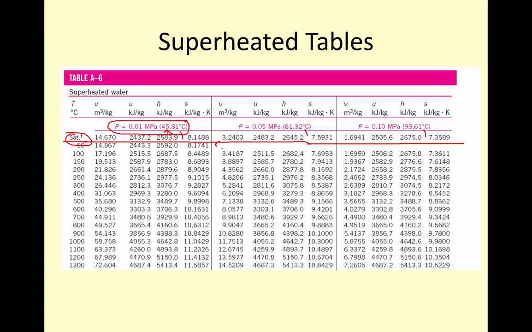Okay, and you notice that there's this gap here because at a temperature of 50 Celsius, we do not have a superheated vapor. We have a saturated liquid vapor mixture, most likely, because we're below the saturation temperature. We'd have a subcooled liquid. And then the same thing here, because we're below the saturation temperature at 50 degrees, we don't have a column. Whereas at 100 degrees, we're just slightly above the saturation temperature, so we do have property values at that point.